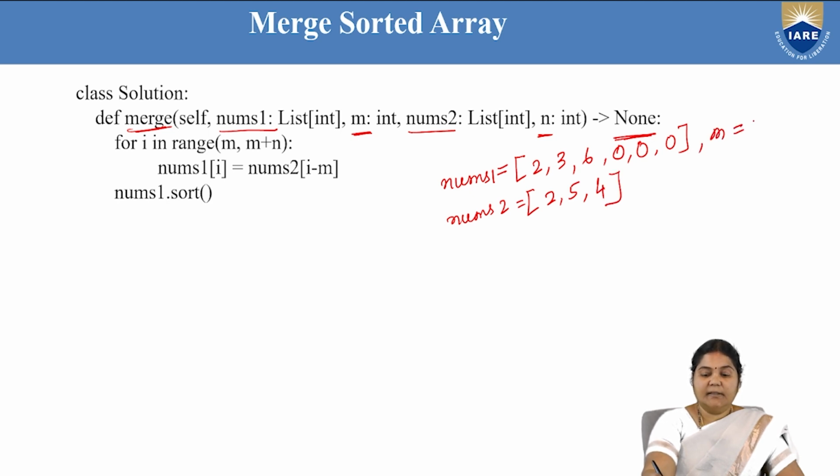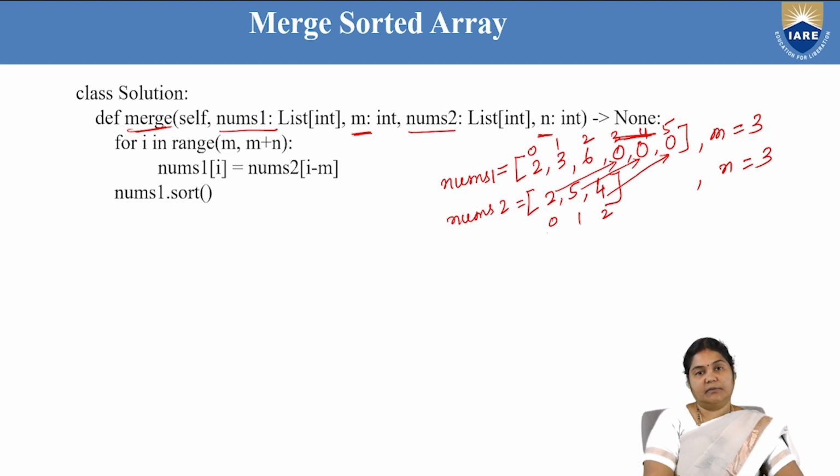What is m? Here the actual values are 3, and here length is n, whose actual values are also 3. Now, if you see the index numbers, it is at index 0, 1, 2, then 3, then 4, then 5. Here the index numbers of nums2 are 0, 1, 2. So the 0th index element should go to 3rd, the first index element should go to 4th, the second index element should go to 5th.